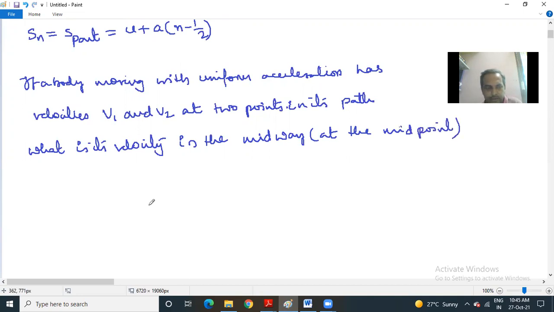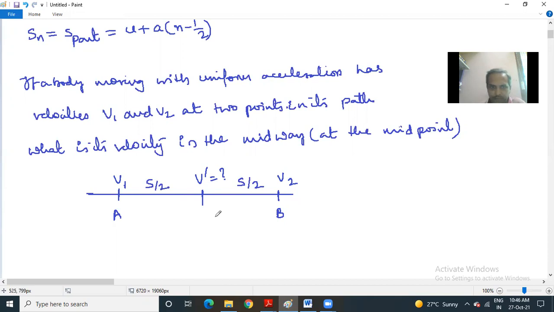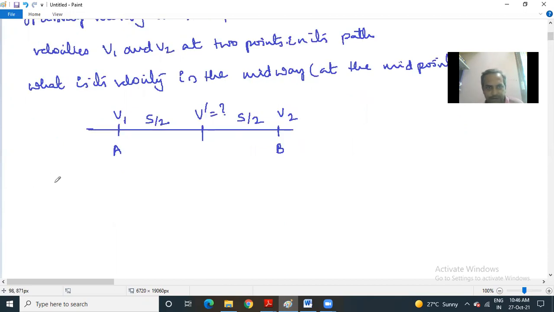So you try to understand the question with the help of a diagram. Say this is the path. Say these are the 2 points. Let me call this point A. Let me call this point B. Body has velocity v1 at A, v2 at B. Question is, what is its velocity at midpoint? You call it some v dash. Midpoint means v1 and v dash are separated by half of the distance. Even v dash and v2 also are separated by half of the distance. Now we need to find out the equation for v dash.